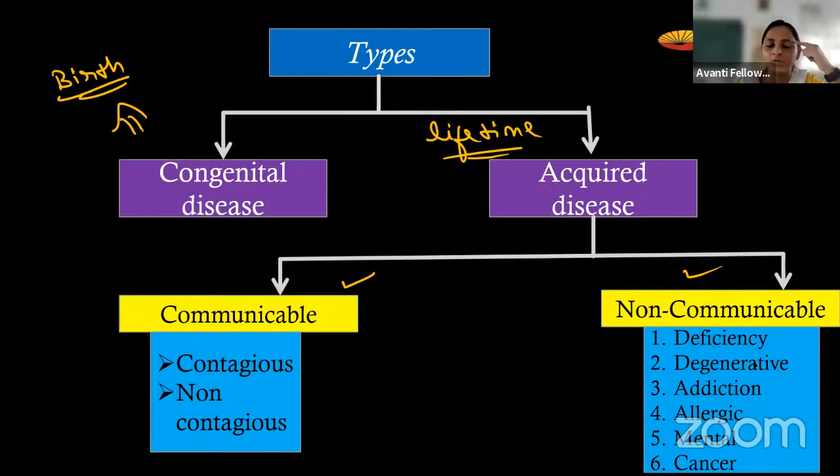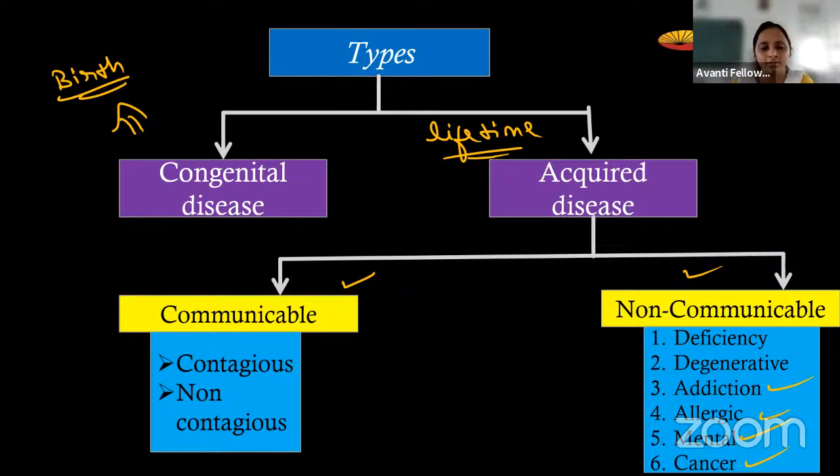And coming to degenerative brain disorders, they are not transmitted from one person to another. And addiction: if you are an alcoholic or have a drug addiction, it is not transmitted to another person by sitting or eating with him. Then allergic reaction, mental disorder and cancer. Cancer is non-infectious and non-communicable. By sitting with, talking with, or sharing things with a cancer patient, you are not going to get cancer. So we call it non-communicable disease.